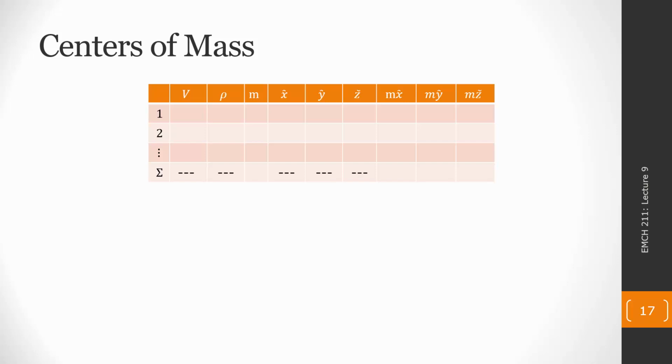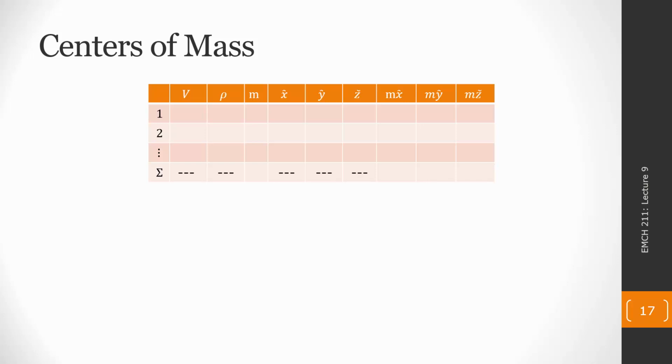The tabular method can be extended when we are trying to find the center of mass of a non-homogeneous body. In this case, the centroid and the center of mass are going to be two different locations. So we'll be able to start off with the basic table like we had before, and we're still going to be partitioning our shape into subshapes.